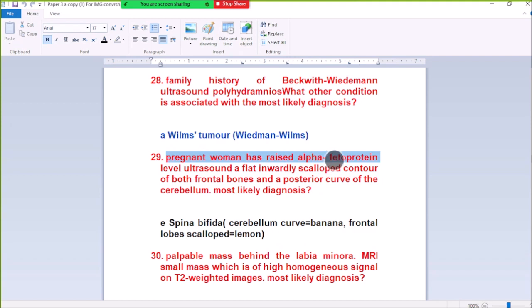29. Pregnant woman has raised alpha-fetoprotein level, or ultrasound shows a flat, inwardly curved contour of both frontal lobes and a banana-shaped curve of the cerebellum. Most likely diagnosis: spina bifida. The cerebellum curve is called the banana sign and the frontal lobe scalloping is called the lemon sign.